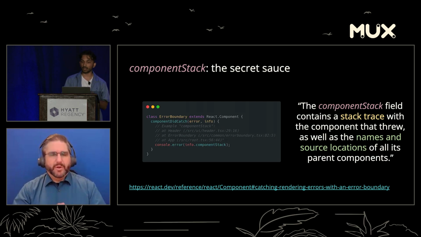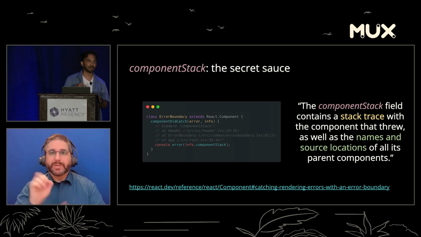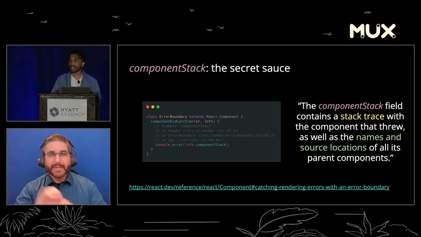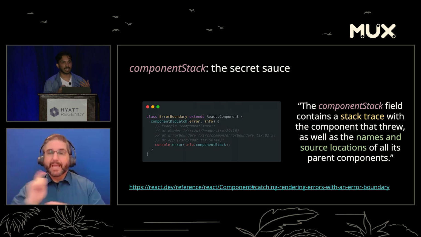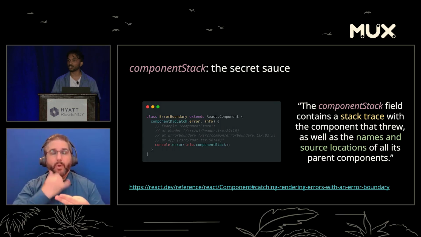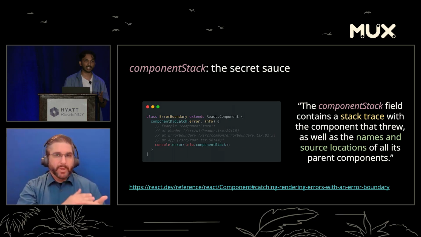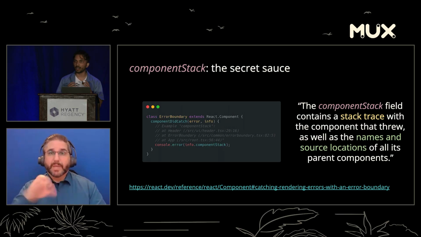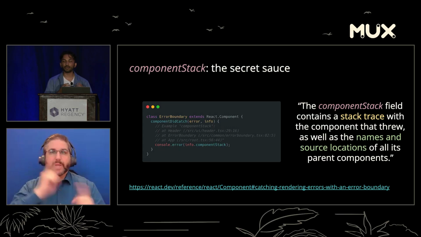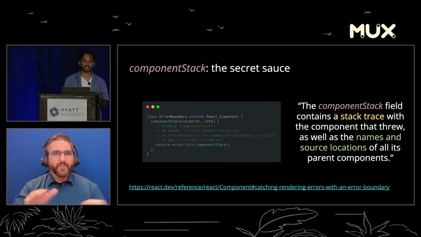The cool thing about componentDidCatch and error boundaries is that it provides a component stack. So in the second argument passed in, info.componentStack, it actually gives you a stack trace. It's not the stack trace of the error, but it's a stack trace of the component that threw, as well as the names and source locations of all its parent components. And this is super valuable because you can use this component stack to understand exactly where your component was rendering in relation to the error that was thrown, because sometimes you don't get the full details from the error stack trace.